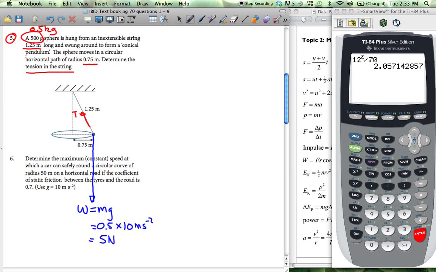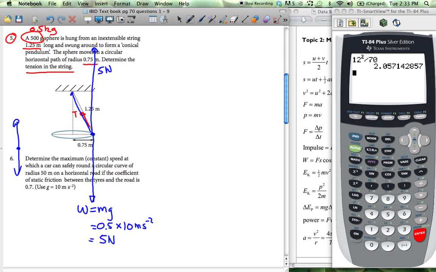Now, because the sphere is remaining at the same height, it's not accelerating in the vertical. So in the vertical sense, it is staying in a constant place. It is moving in the horizontal, but not in the vertical. There must be an equal and opposite force in this direction of also 5 newtons. And that must be applied by this string.